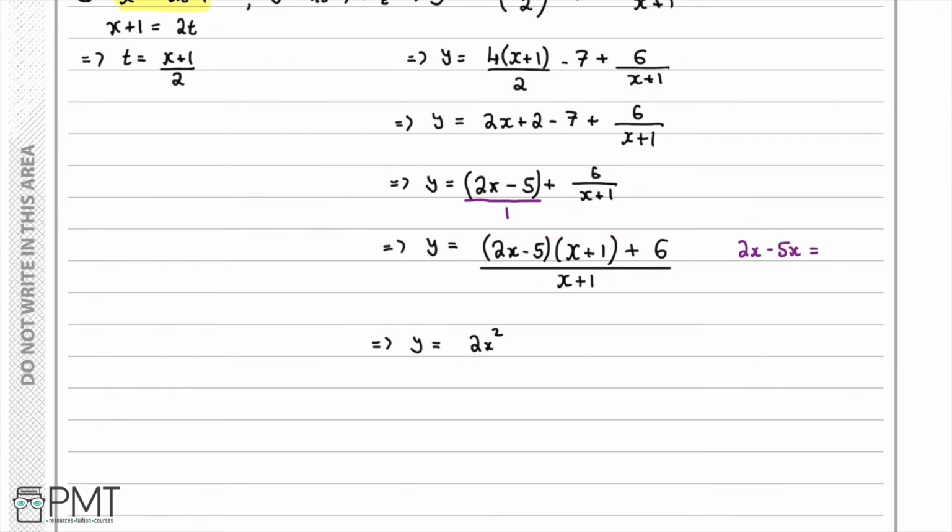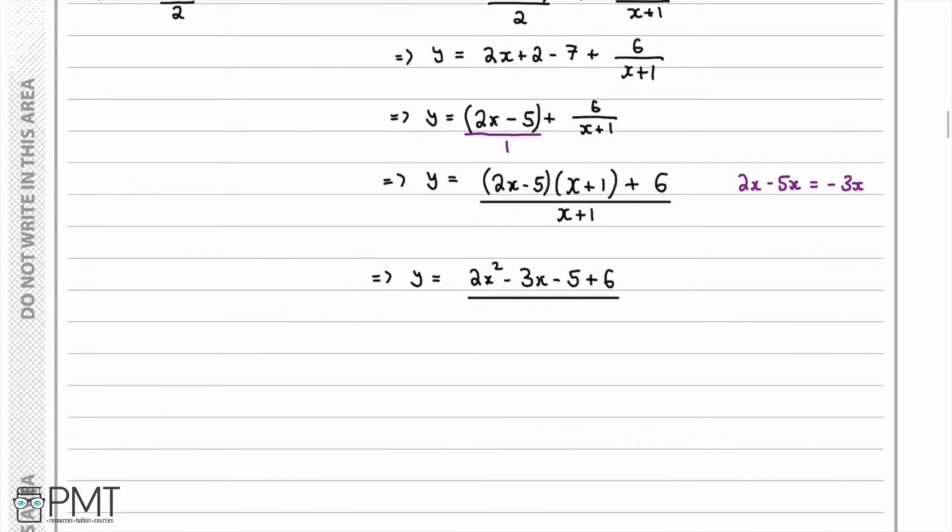So 2x minus 5x is going to be equal to minus 3x. So we can then substitute that back in here. So that will be 2x minus 3x. And then our final term will be minus 5 multiplied by 1, which is going to be minus 5. Then we add on 6 from this final term.